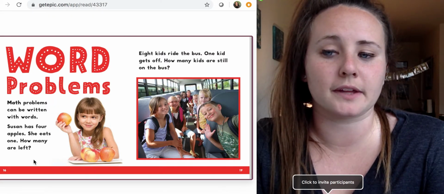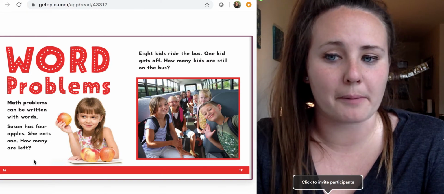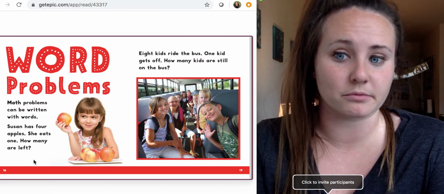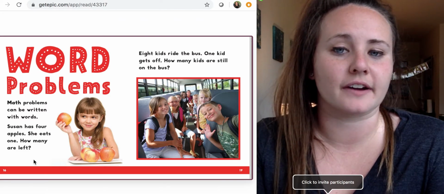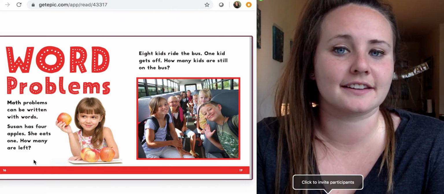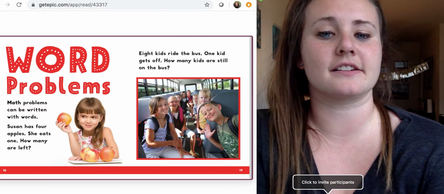Each of these word problems have important words. Susan has 4 apples. She eats, takes them away, 1. 8 kids ride the bus. 8 kids. 1 kid, he gets off. He goes away. How many are still on the bus?